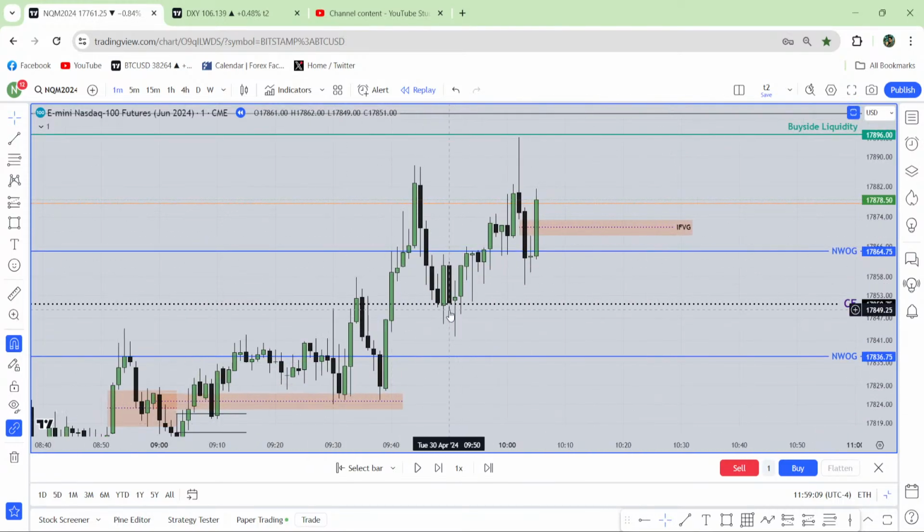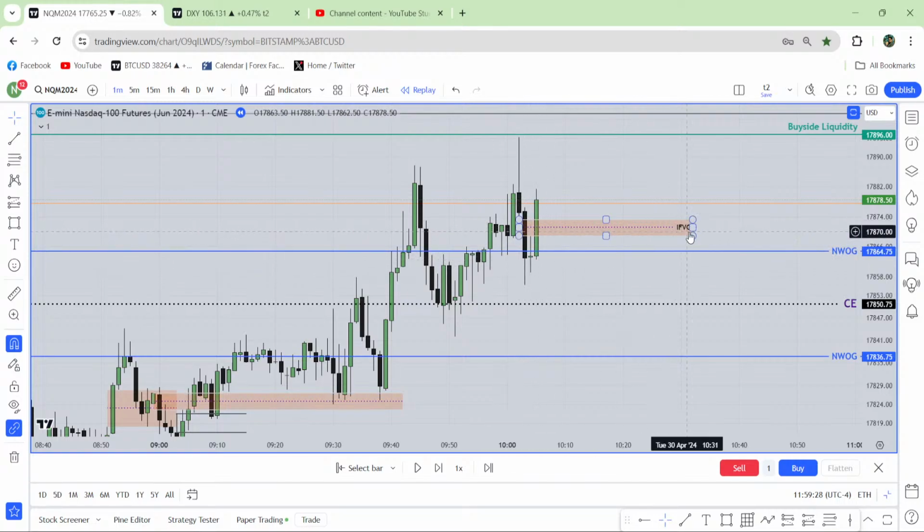Market came here to the consequent encroachment, went higher, and came back again to the top of this new week opening gap. One, two, three, four, five, six times. But it went a little lower, brother. You know the fake breakout? Absolutely, this is all the fake breakout.